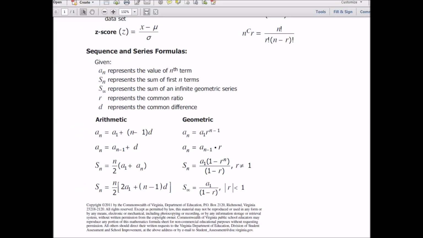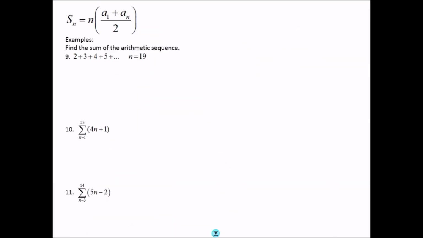Now let's go on to series. A series is when you add up several terms in a sequence. So we have a couple different formulas on our formula sheets. We have S sub n, which is the sum of n terms, equals n over 2 times a sub 1 plus a sub n, which can also be written the way that it's written here on the notes. It's just a different way of writing the same formula.